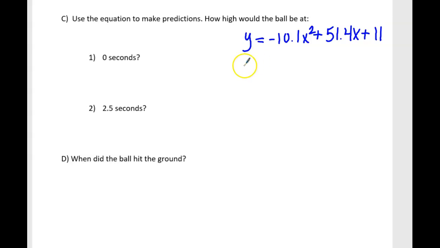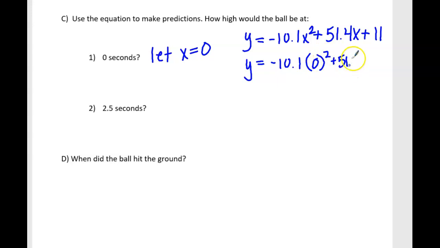Okay, so we're just going to take it and we're going to let our x be 0, because it's 0 seconds. So our y is negative 10.1 times 0 squared plus 51.4 times 0 plus 11. So our y, following order of operations, we end up with just being at 11. So it's going to be at 11 meters.